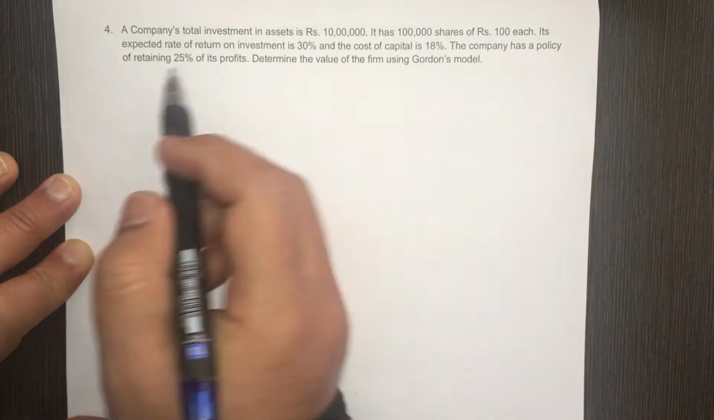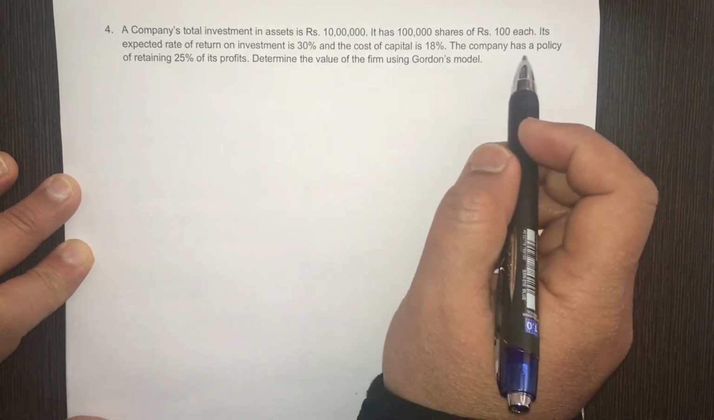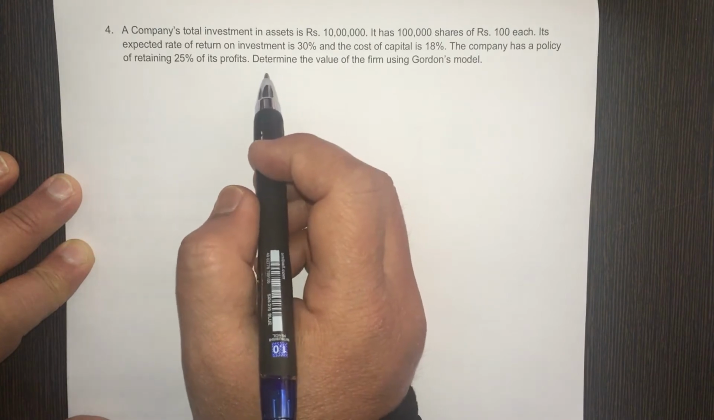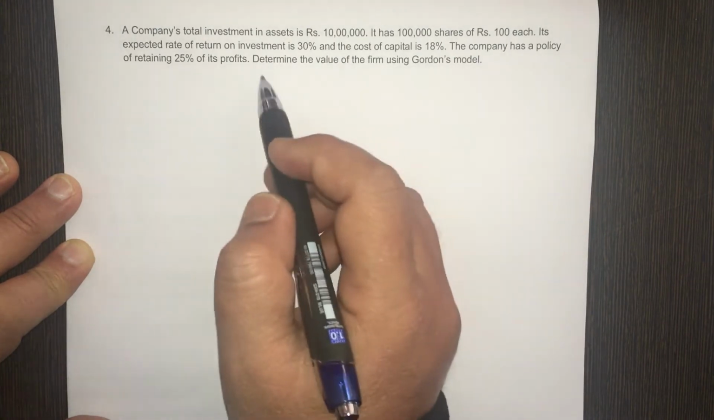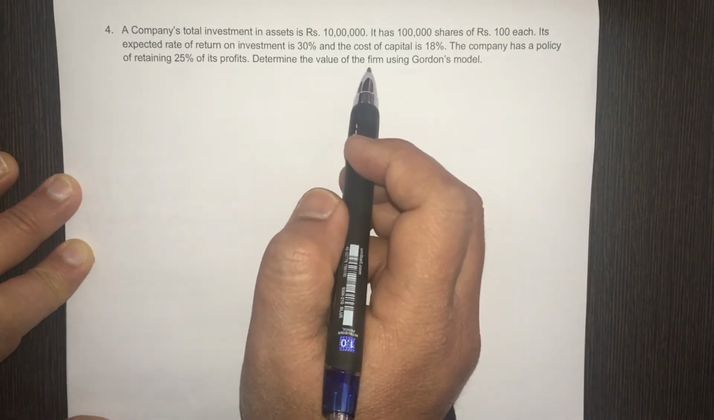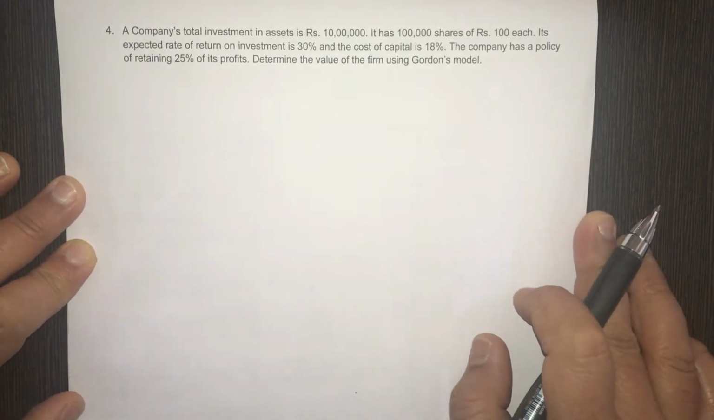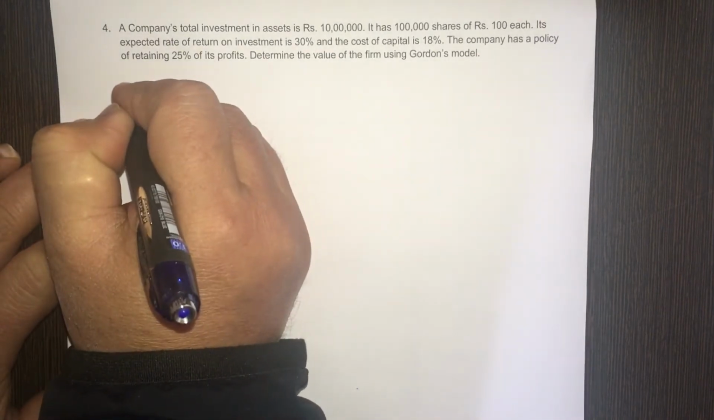The company has a policy of retaining 25% of its profits. So, if the retention policy is 25%, the dividend payout ratio will be 75. Here the retention ratio is B, so 1 minus B will be 75%. Determine the value of the firm using Gordon's model. All right, so let's solve this.